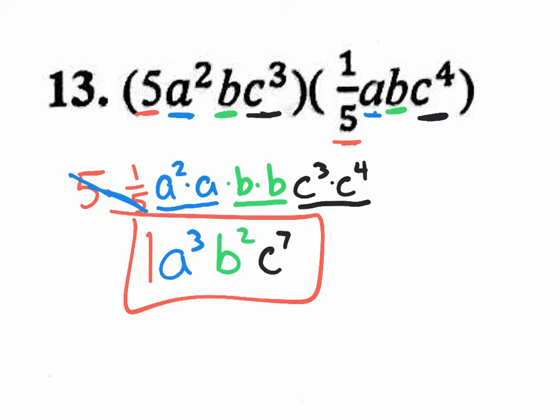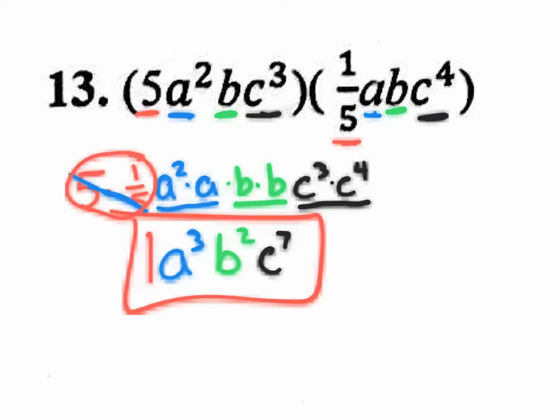You could, of course, put a 1 if you wanted to represent the 5 times 1/5. I don't think they put that on your answers, though. So you don't need that 1. It could just be a to the 3rd, b to the 2nd, c to the 7th. Let's move on to 15.